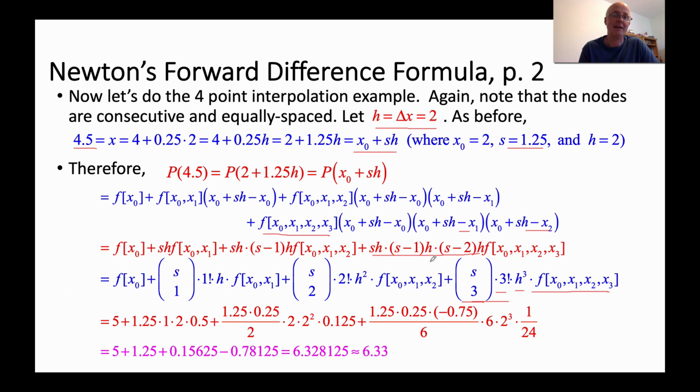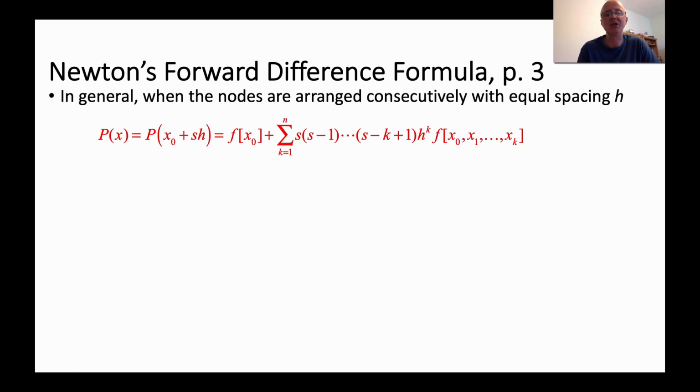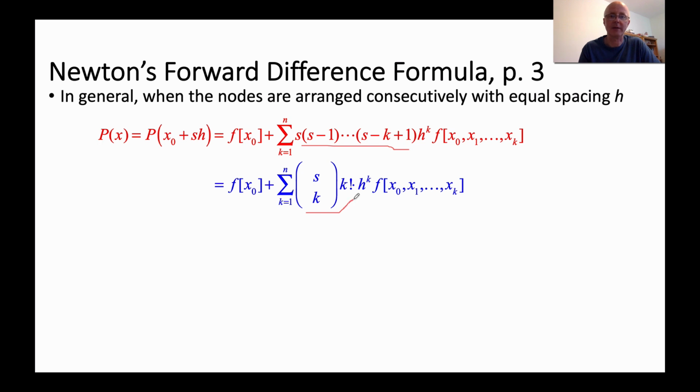All right, now we're on the last slide, believe it or not. In general, when the nodes are arranged consecutively with equal spacing h, you can write this. Notice I am using ellipsis notation there, which is fine still. But you can also use combination notation and factorials to write it this way. It's the same thing, just different notation for the same thing. But you can even use this when s is not a whole number in both spots.